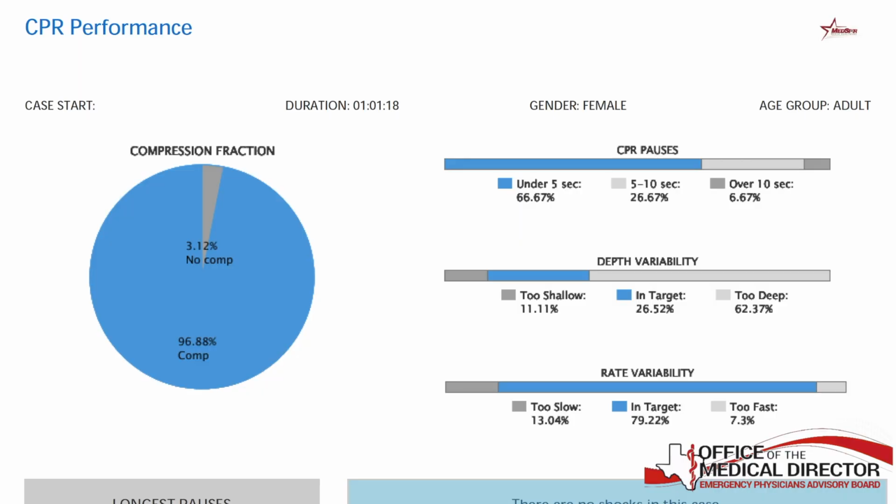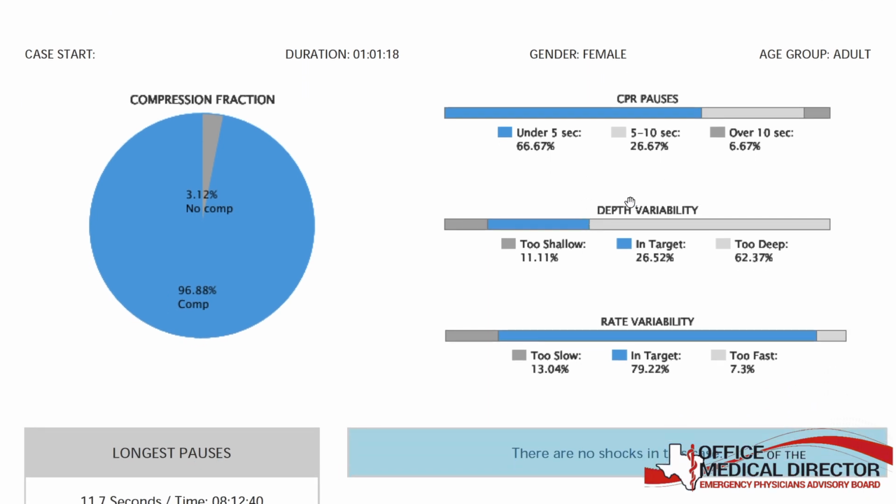In this case, the majority were under 5 seconds, so that's good, and they got a ROSC, so it makes sense. And then a few were 5 to 10, and it looks like they only had one pause over 10 seconds. It also tells you in your depth how deep or shallow, or where you kind of fell short of your target, or if you were in target. Obviously on this side would be too shallow, small percentage. About 25% were in target, and then the majority were too deep.